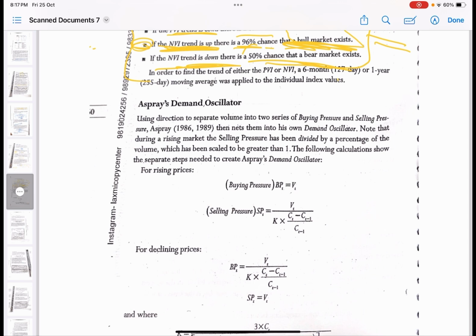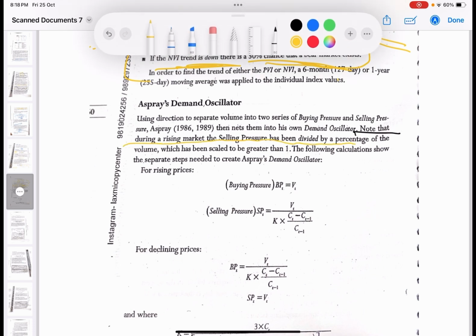Note that during a rising market, the selling pressure has been divided by a percentage of the volume, which has been scaled to be greater than 1. The following calculation, okay, let's just mark this down because this is important. Rising market, selling pressure has been divided by a percentage of the volume. So in a rising market, selling pressure is divided by volume to give a percentage that is greater than 1. For rising prices, buying pressure is equal to VT.